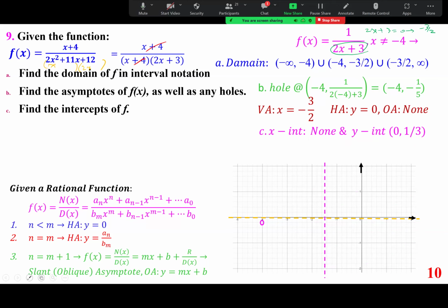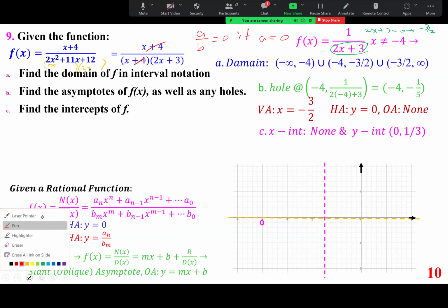Again, any fraction is 0 if the numerator is 0. In this case, the numerator is a number. It doesn't matter, large, small, negative, positive, makes no difference. So that's 0, 1/3 roughly.